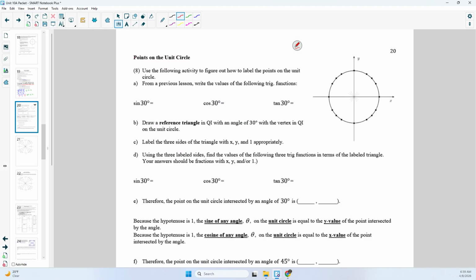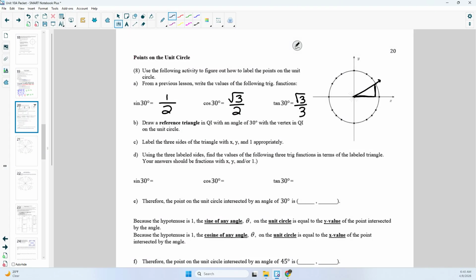And the first thing we're going to do, if you guys remember, we had a chart and we did special angles. And we learned that the sine of 30 was 1/2, the cosine of 30 was square root of 3 over 2, and the tangent of 30 was the square root of 3 over 3. So that was in a chart that we had to memorize as well. So now we're going to draw a reference triangle in quadrant 1 with an angle of 30 degrees. Whenever we draw a reference triangle, we're talking about putting that angle with the base on the x-axis. So that is a reference triangle.